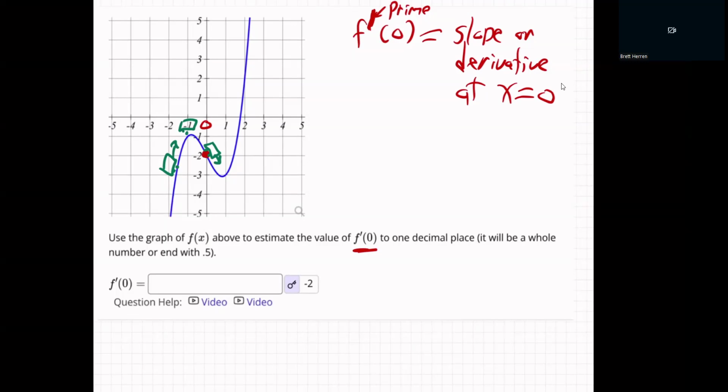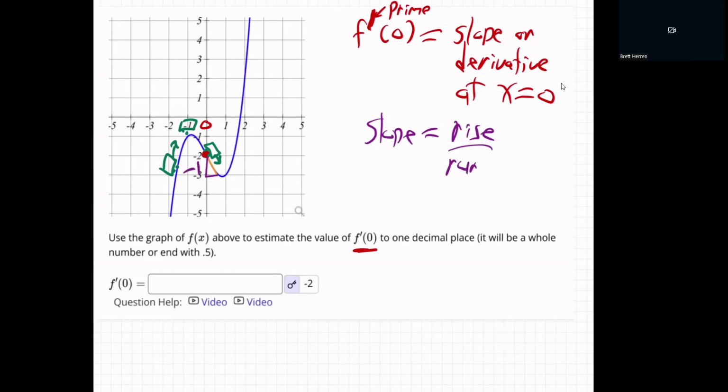Well, they want us to estimate it. And so I think it looks like it goes from here to about there. From here to about there, I think. Yeah. It looks to me like it's going down one over a half. Because we're doing slope, right? Slope is rise over run.